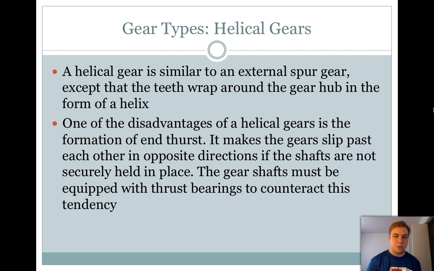One of the disadvantages of a helical gear is the formation of end thrust. It makes the gears slip past each other in opposite directions if the shafts are not securely held in place. The gear shafts must be secured to counteract this tendency.